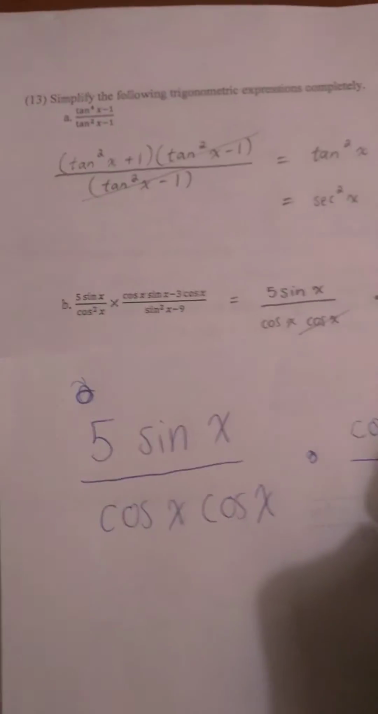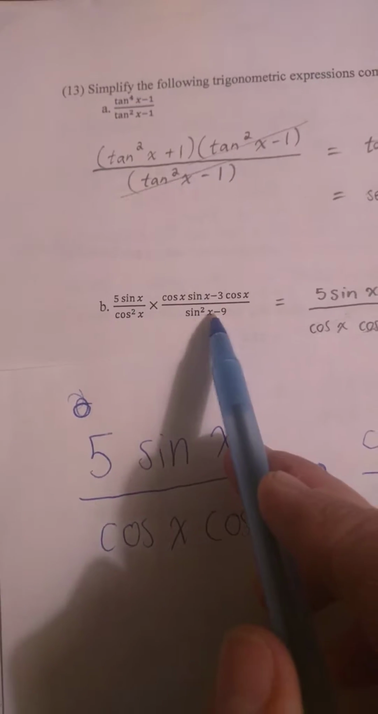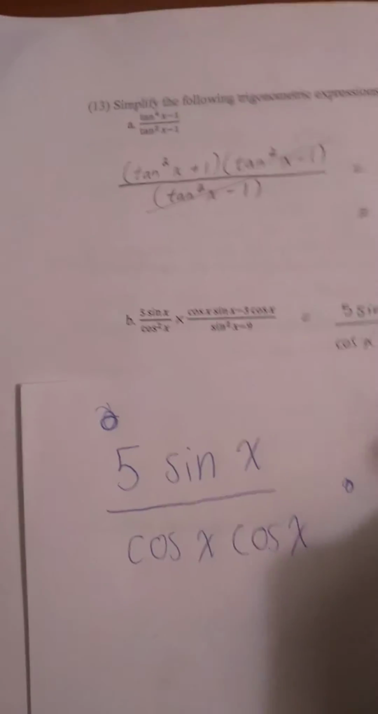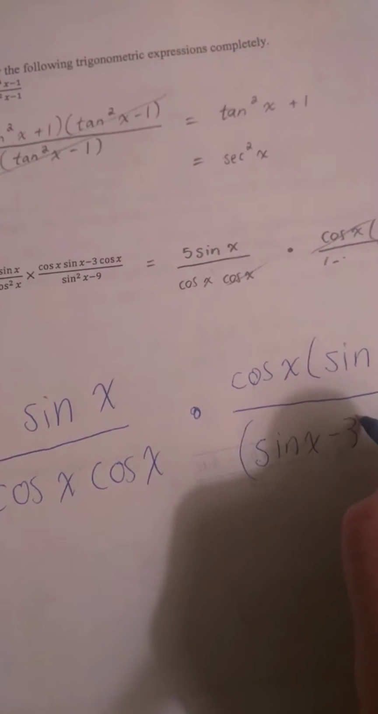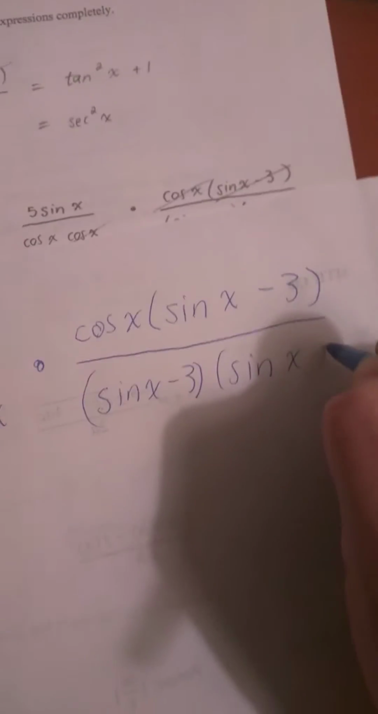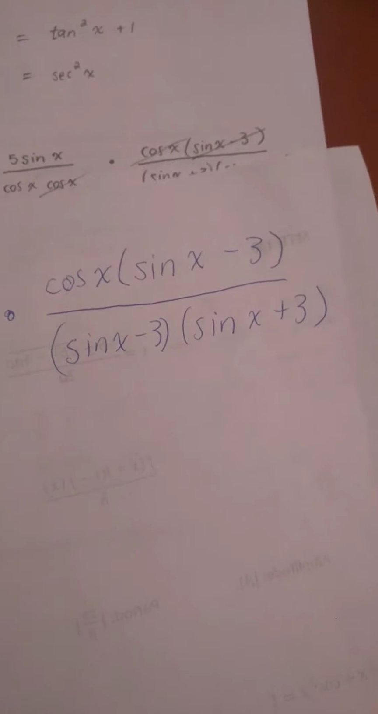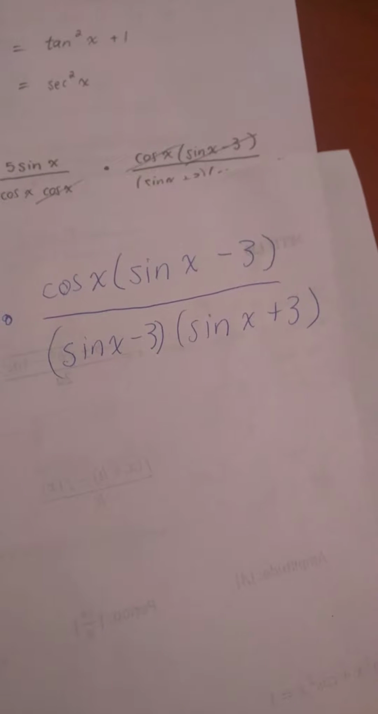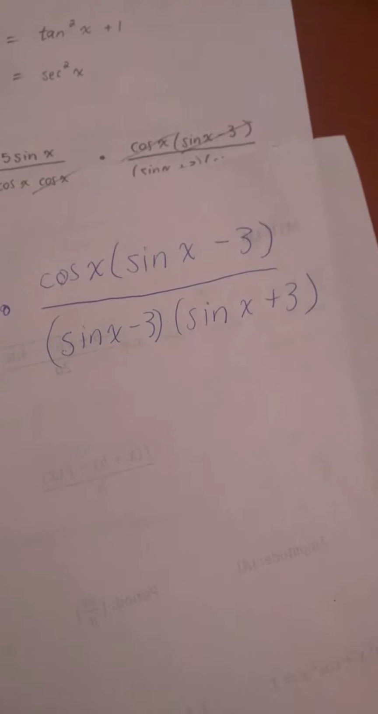Okay? And that's going to be over, well, here we have a difference of squares. Sine squared of x, that's a perfect square, and so is 9. So I can factor that to be sine of x minus 3 times sine of x plus 3. Okay? And I think you'll agree with this factorization. If not, refer back to your notes earlier in the semester; they should have something about this.